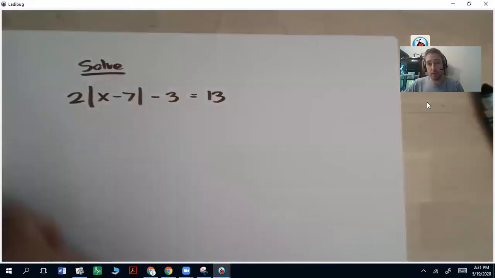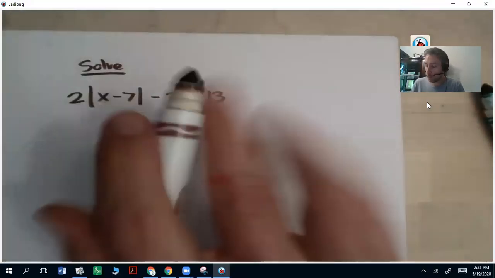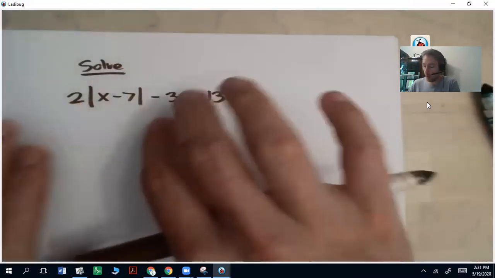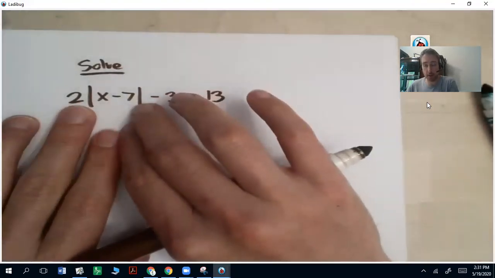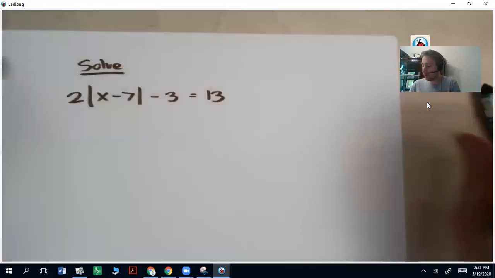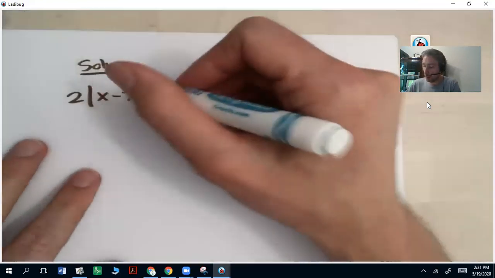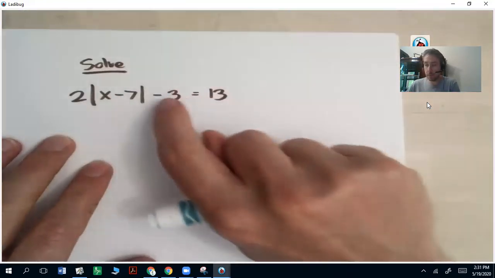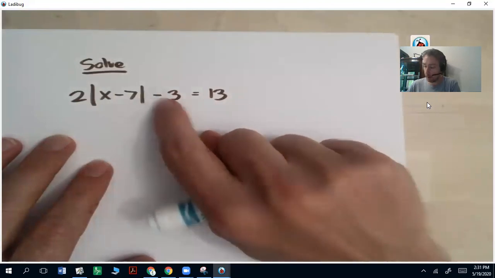Okay, let's solve an absolute value equation. If you have some numbers outside of your absolute value bars, your first step is to get rid of those. We don't want to distribute. We want to get rid of the numbers on the outside. So we first get rid of what's being added or subtracted.